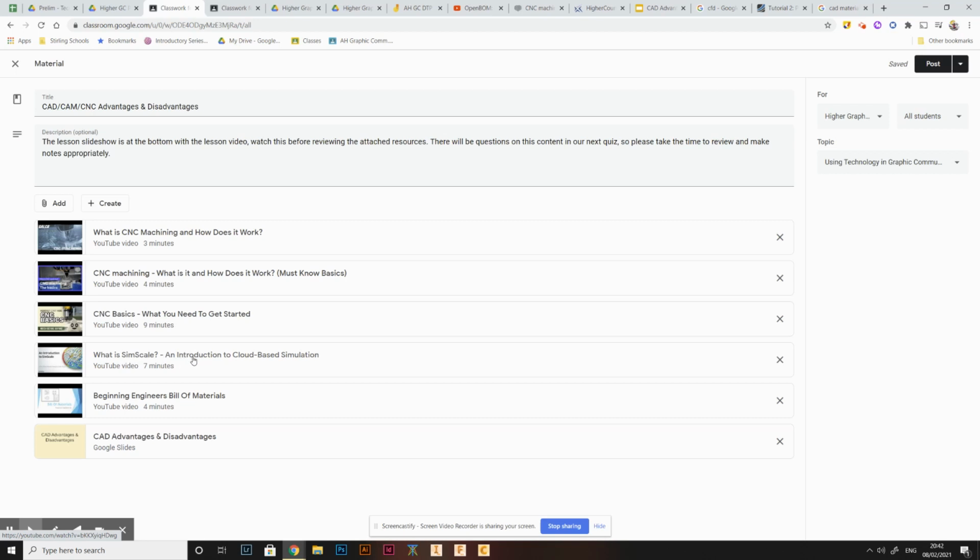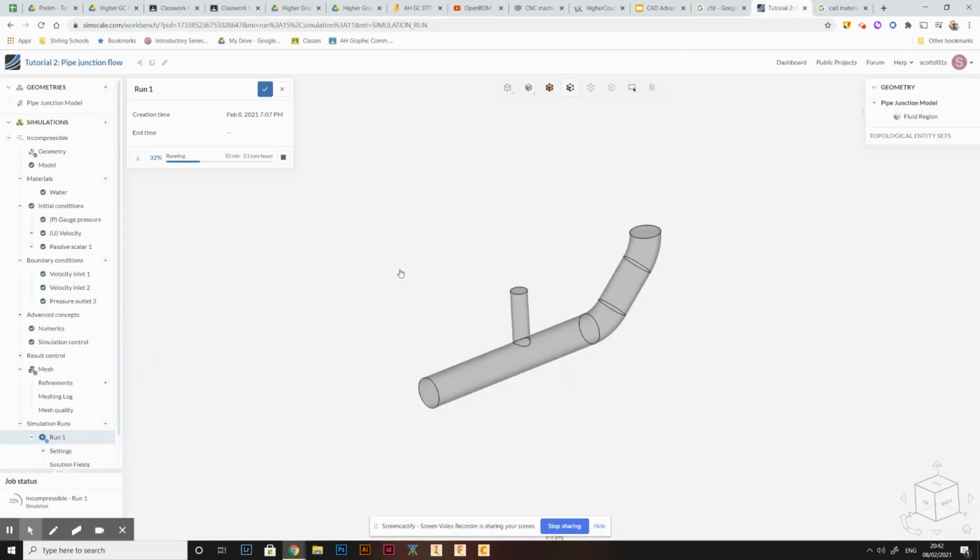There's also a link to a video about SimScale, which is an online platform. It's actually a good example of cloud computing as well, whereby you can basically do simulations. You can use it for free. I've logged into it here. It does take a really long time to calculate things, though. You can see this simulation for flow through this pipe has been calculating for 93 minutes, and it's still not done, and that's quite a simple one.